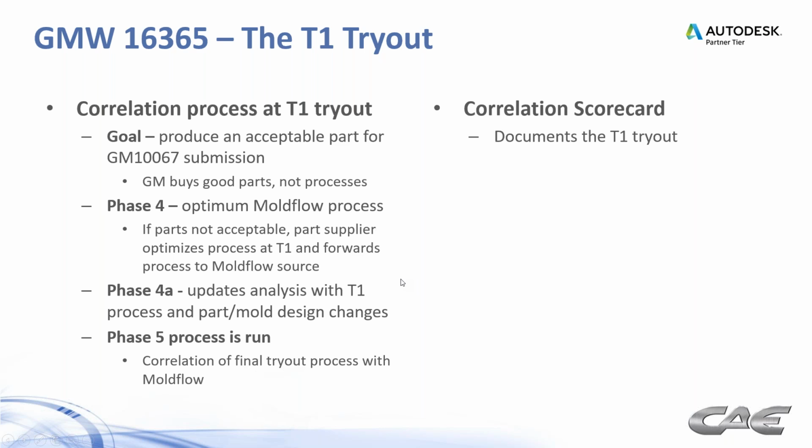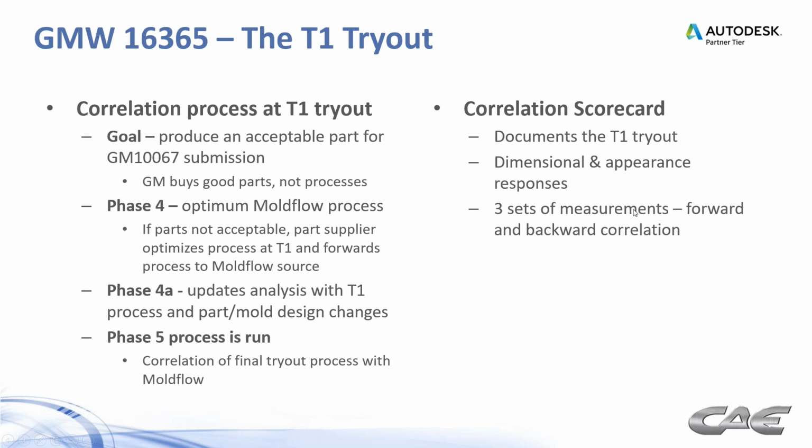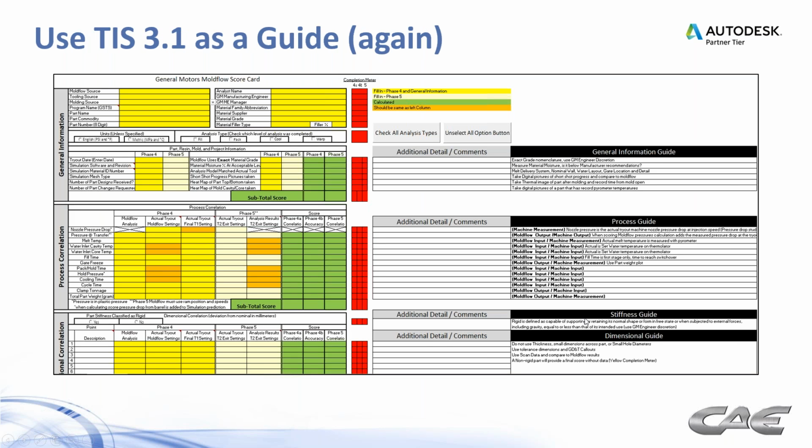So with that, there's a correlation scorecard that comes along with it. It documents the T1 tryout, documents dimensional and appearance responses, 3 sets of measurement, phase 4, phase 4A, and phase 5 that are forward and backward correlated. And this will be filled out both during and after the T1 tryout. This is kind of a quick look at it. And again, the details of all this would be the subject of an in-depth class on learning how to do this.